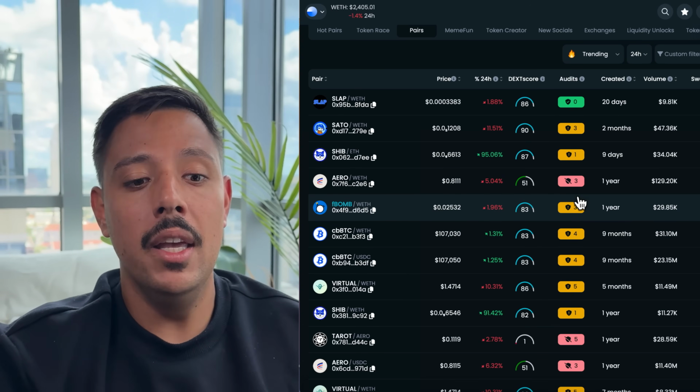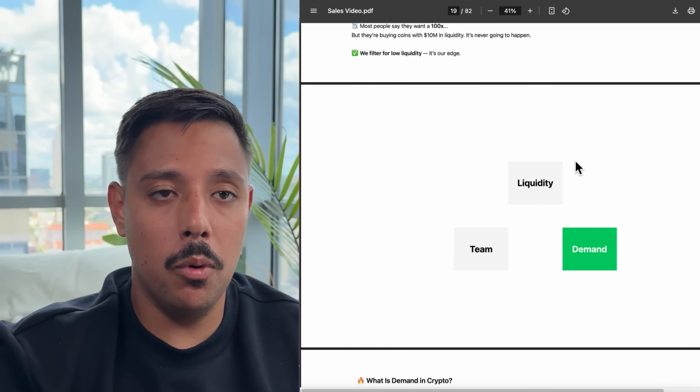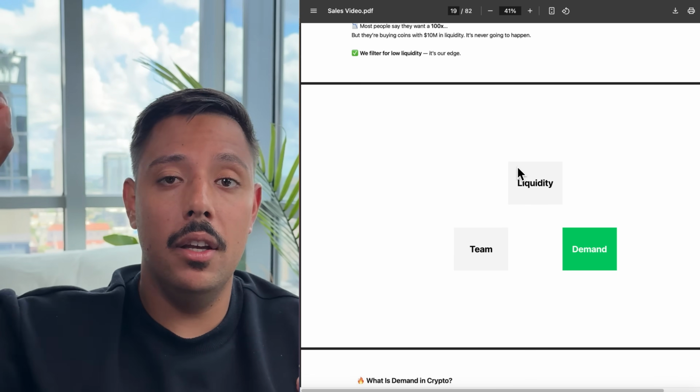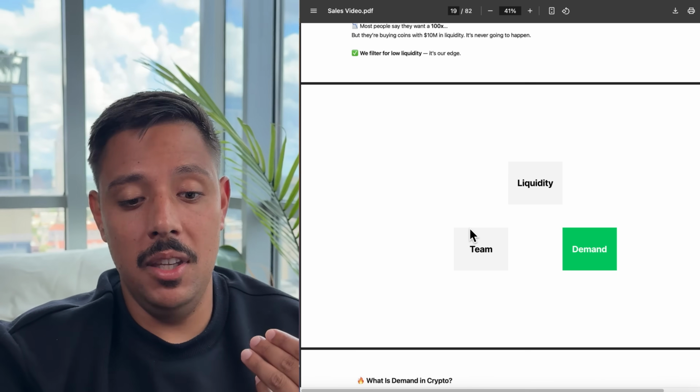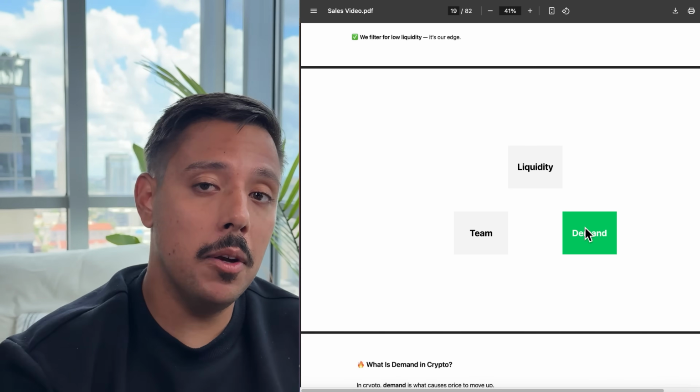So super important. Now, all we have to do is apply the fundamental analysis framework, right? We have the liquidity, check. Now we have to look at the team and we have to look at how they get demand. How are they going to get people to buy their project?